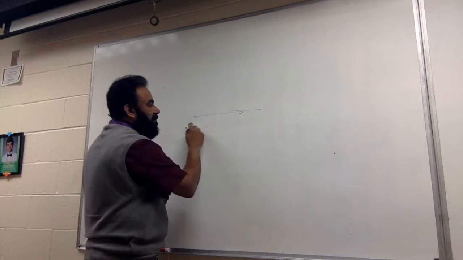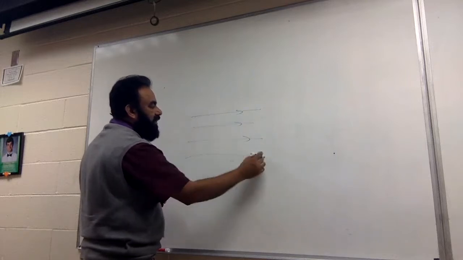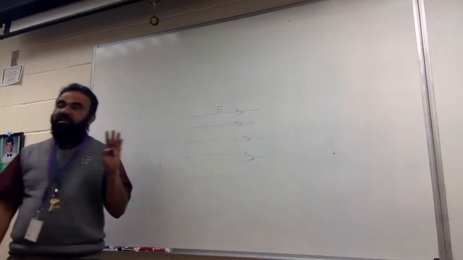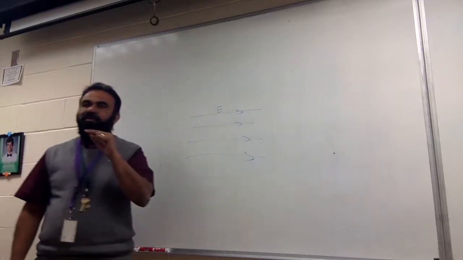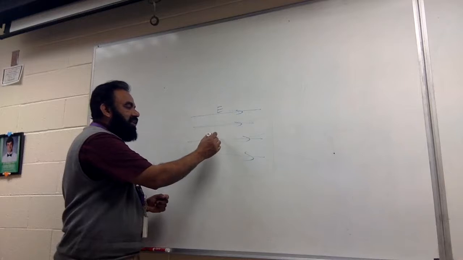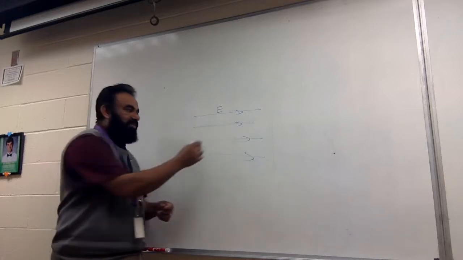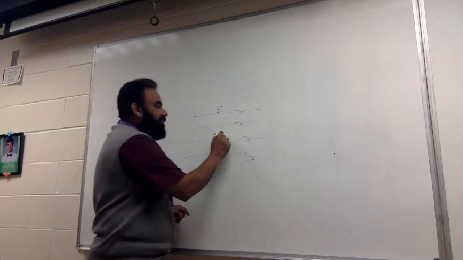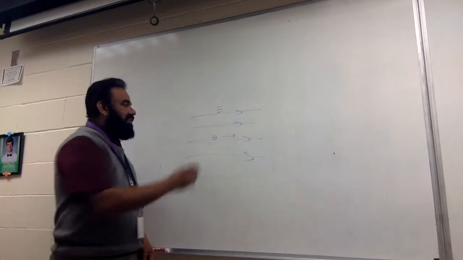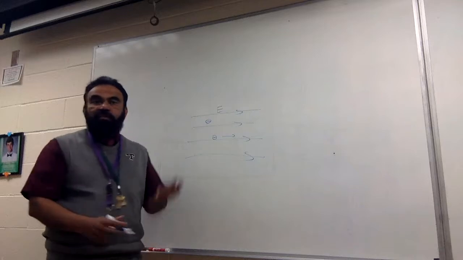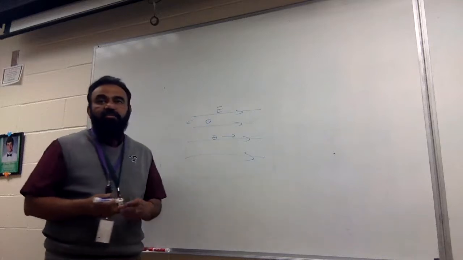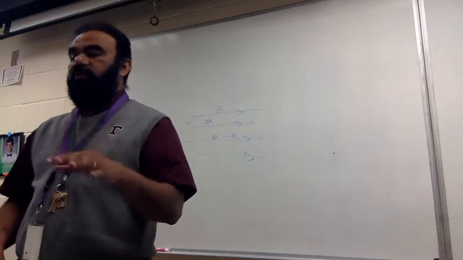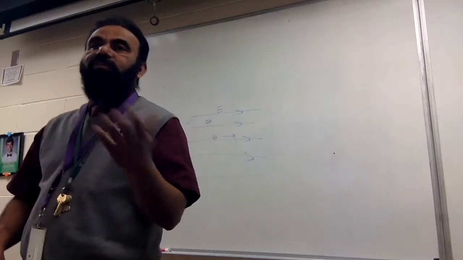So, for example, if an electric field is pointing in that direction, what will happen if I release a positive charge over here, like a proton? It will go with the field. What will happen if I release an electron in the field? It will go in the opposite direction. So electrons, which are negatively charged, go against the field, and positively charged particles will go with the field.